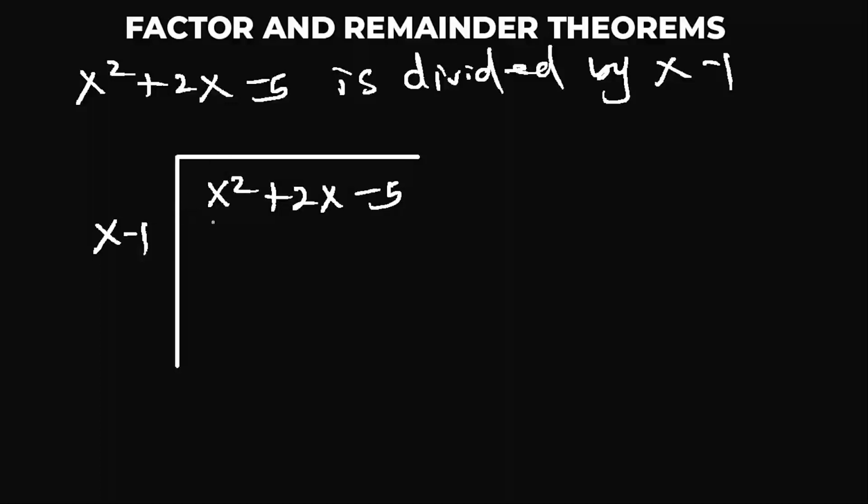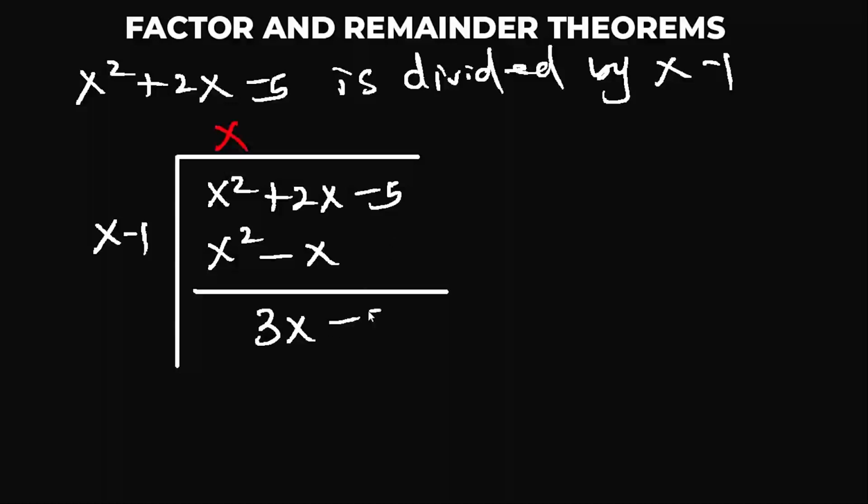Using the long division, I need to think of a number or variable that I can use to multiply this x here in order to get the first term here. And what's that number? The number is x. x times x will give us x squared, and x times minus 1 is minus x. So I can now take the difference between this and this. x squared minus x squared, we cancel. Then this one will become plus, because minus times minus will give us plus, and that will be 2x plus x, that will be 3x. So we have 3x minus 5.